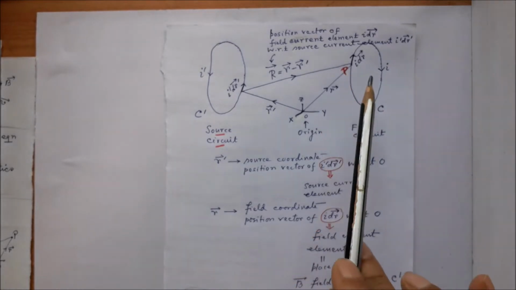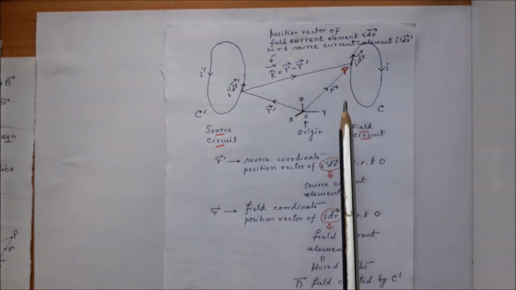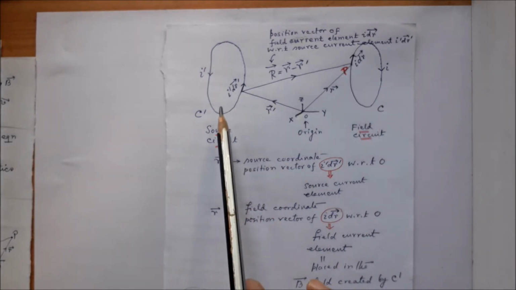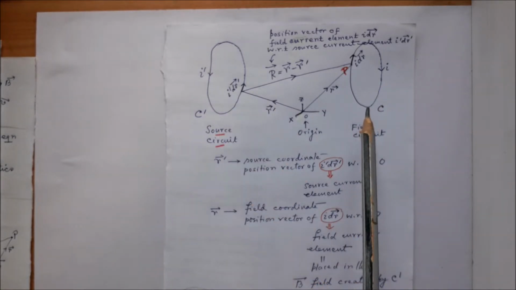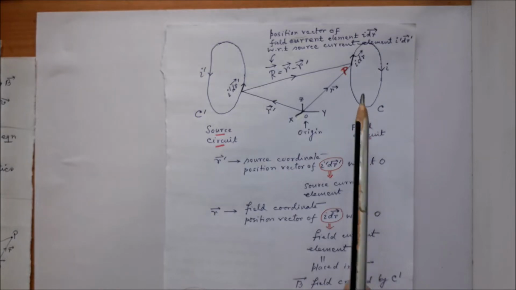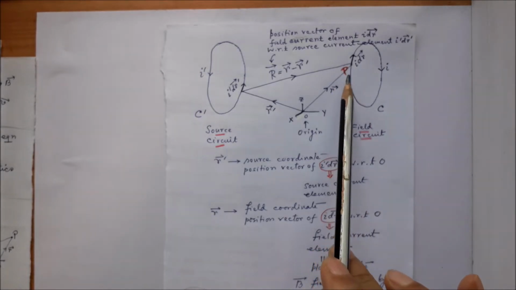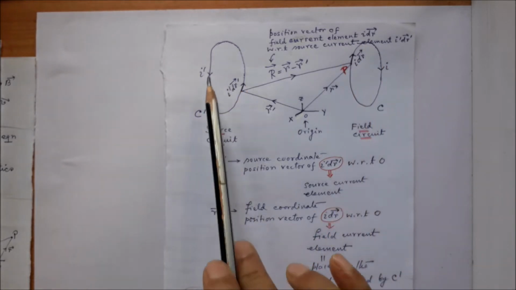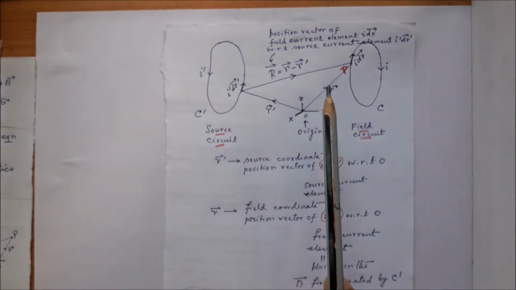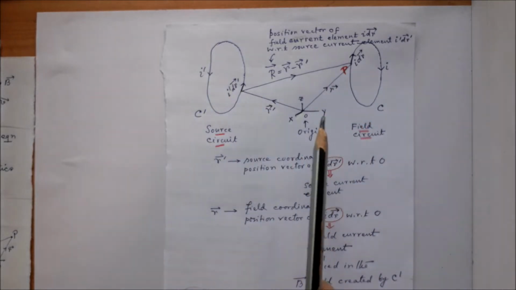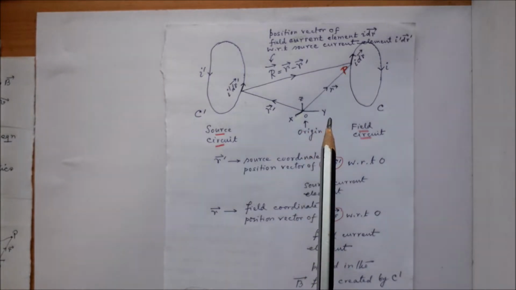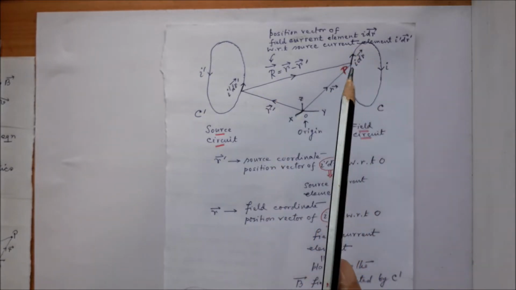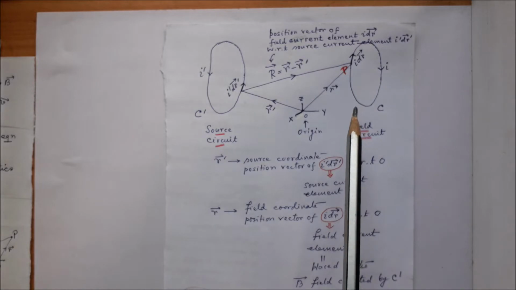Again, this IDR is a part of circuit C, which is obviously in the field of the source circuit, and hence it is called field circuit. The field current element IDR as well as the field circuit C, being in the field of the source circuit, feels a Lorentz force. So it is clear that we are using Biot-Savart's law and the Lorentz force law to develop Ampere's force law.